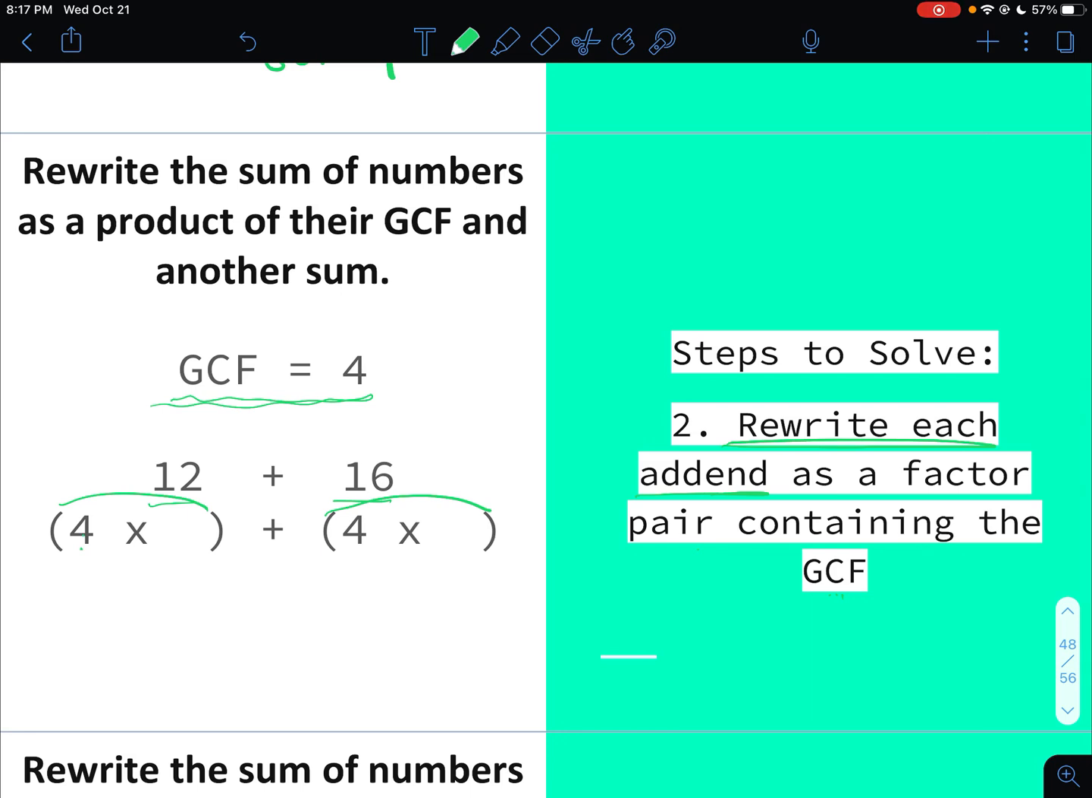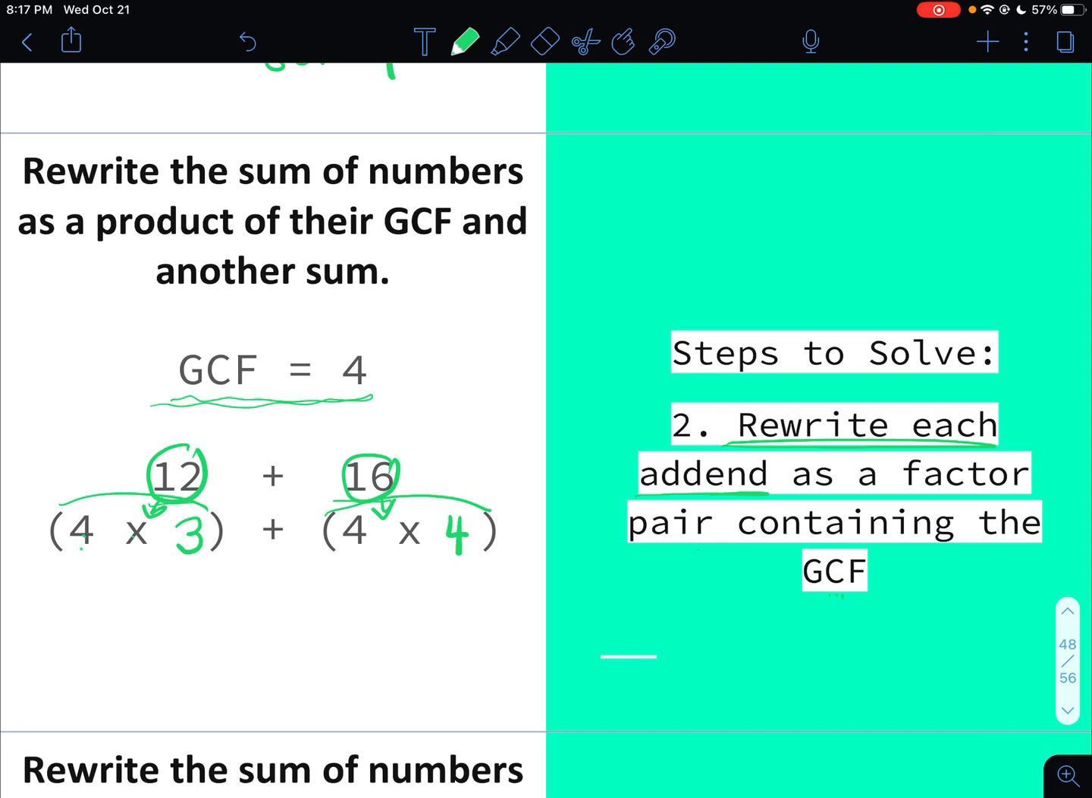Then you ask yourself, 4 times what gets me 12? Well, 4 times 3 is 12, so the factor pair would be 4 times 3. And then I have to do the same thing for 16. I'm breaking down 16 into a factor pair. 4 times 4 gets me 16. Okay? So I literally took 12 and wrote a factor pair, took 16, wrote a factor pair. So it would be 4 times 3 plus 4 times 4.